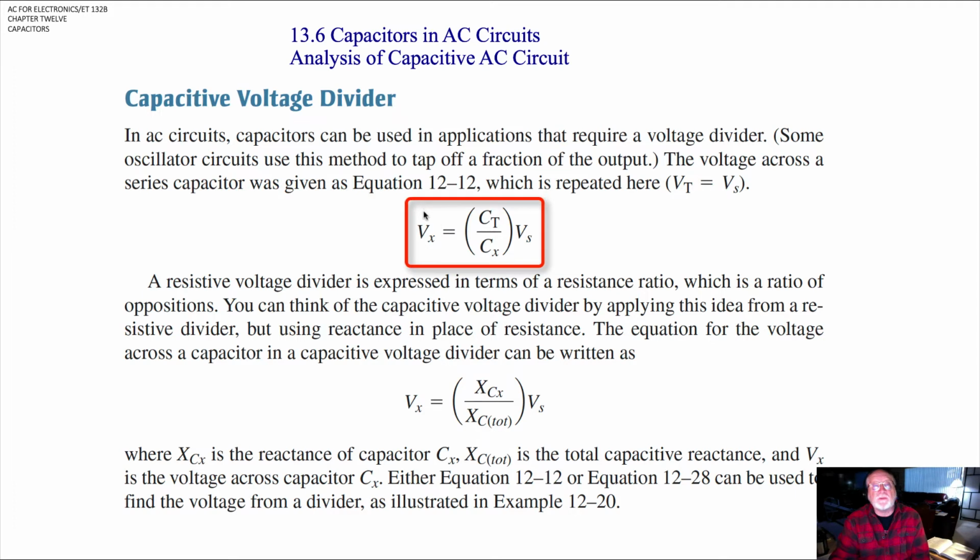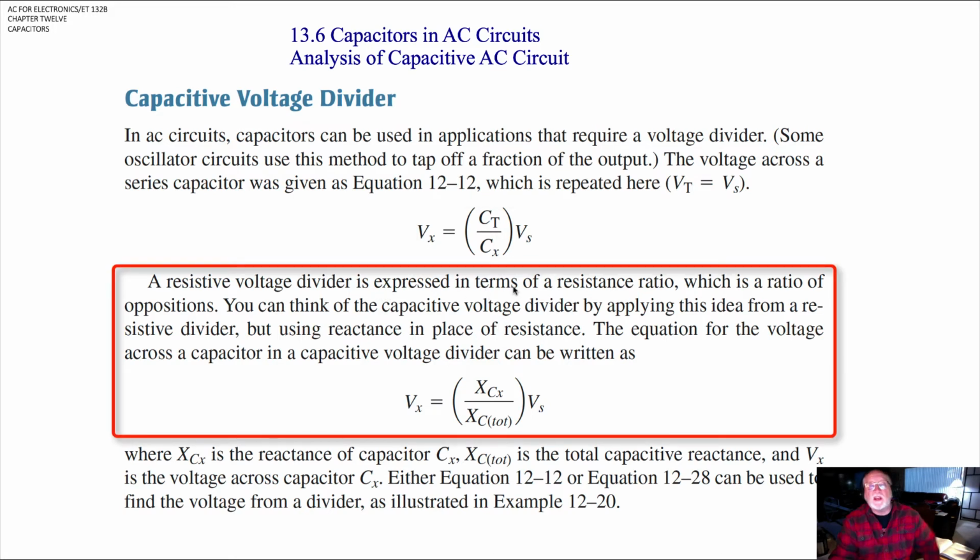So the relationship here says V sub X, what we're solving for, is the ratio of the total capacitance to the capacitor X, times the source. The resistive voltage divider is expressed in terms of a resistance ratio. So where we use capacitance here, we can use capacitive reactance down here. The equation for the voltage across a capacitor in a capacitive voltage divider is written as the ratio of X sub C X to X sub C total, multiplied times the source.